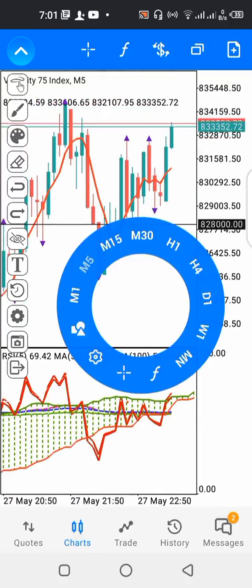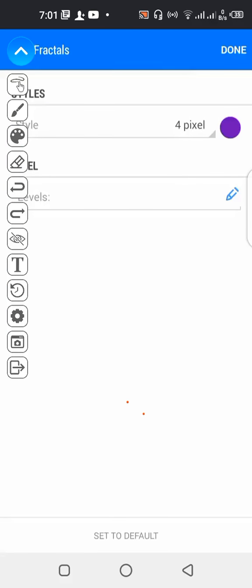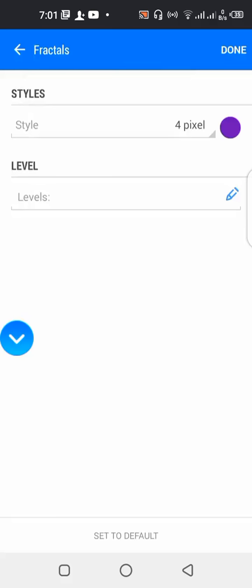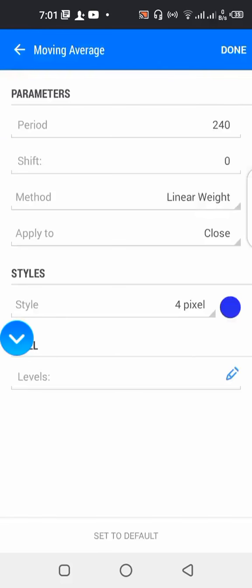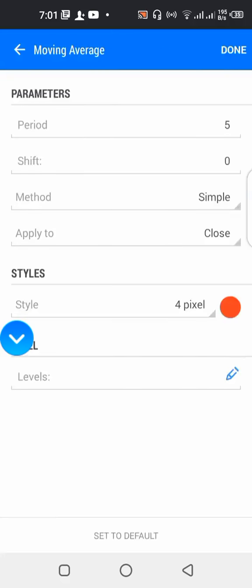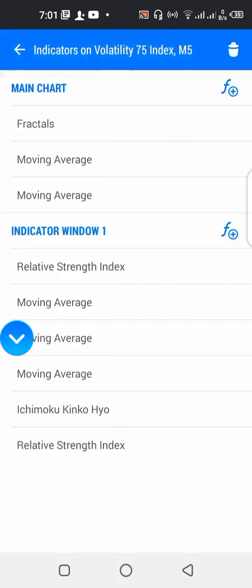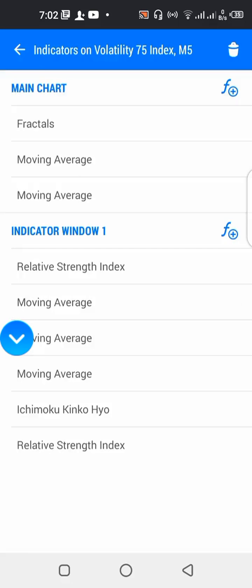So looking at the indicators, we have fractals, moving average, 240 period, linear weight. Color is blue. That's on the main chart. Another moving average, period is 5. Color is red on the main chart. Apply to close. Now we have relative strength index.